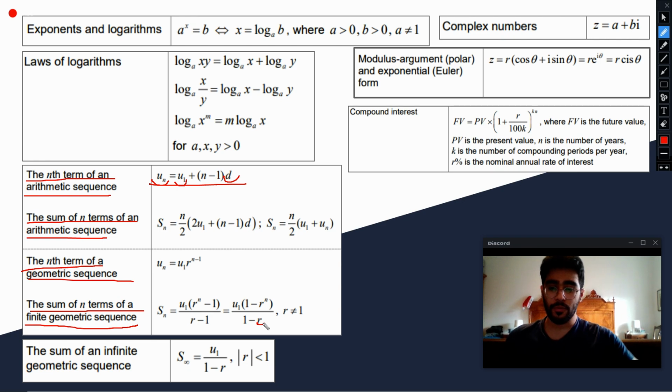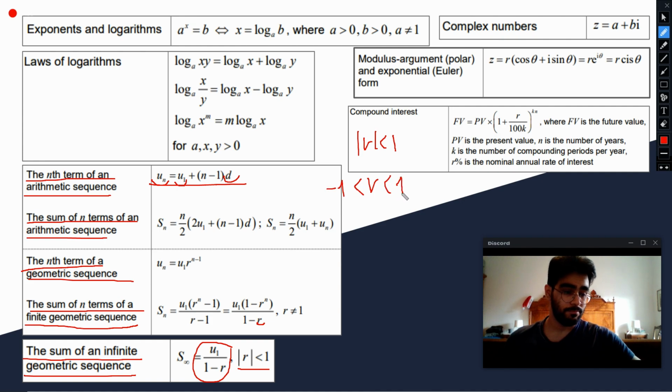Apart from this, there's one more formula for the sequences: the sum of an infinite geometric sequence. If you have a geometric sequence, but you want to check the sum of it until infinity, then you basically use this formula, okay? And this works only when the absolute value of r is less than 1. So absolute value of r less than 1 means your r is bigger than -1 and less than 1. Okay, and that's pretty much it for the sequences as well.